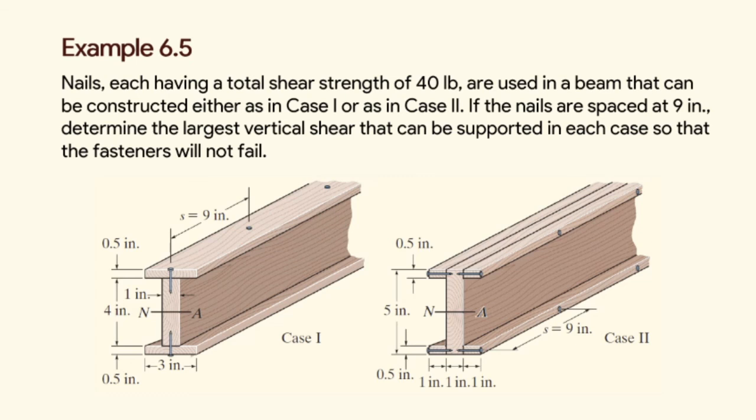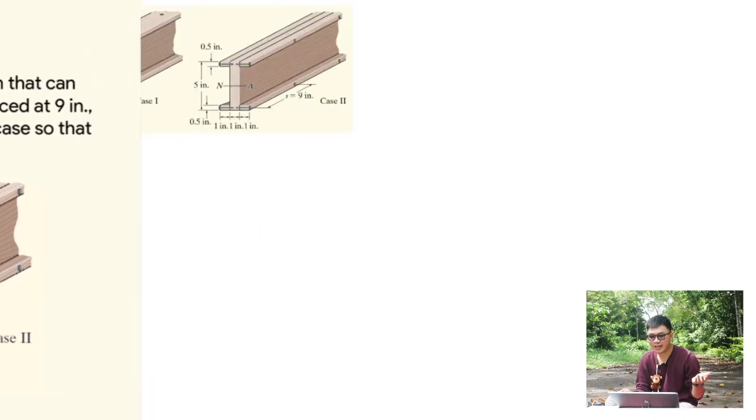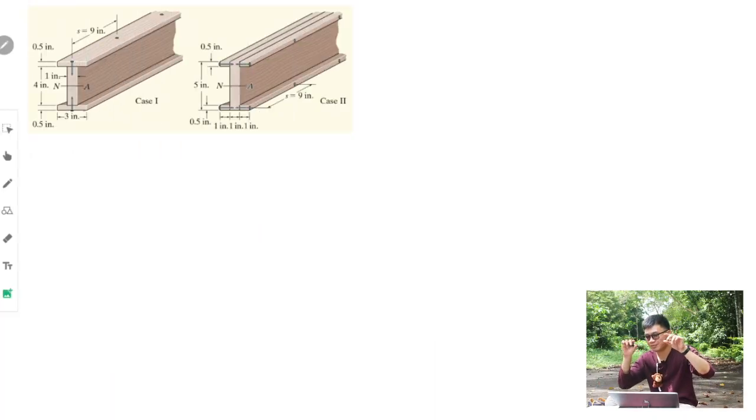So for our last example, we have two cases. We have an I-beam. In case 1, there are three boards, one on top and one at the bottom, nailed at the top and bottom. In case 2, there are two pairs of boards placed at the top and bottom. But they have the same cross-sectional area. They only differ with the placement of the nails and the placement of these boards.